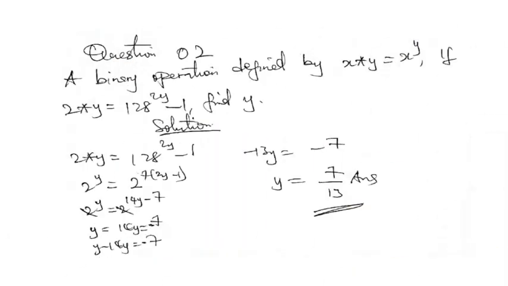Number 2. A binary operation is defined by x asterisk y equals x to the power y. If 2 asterisk y is equal to 128 raised to the power 2y minus 1, find y. Solution: 2 asterisk y equals 128 raised to the power 2y minus 1. 2 raised to the power y equals 2 raised to the power 7 bracket 2y minus 1. When we simplify and collect like terms, y equals 7 over 13.